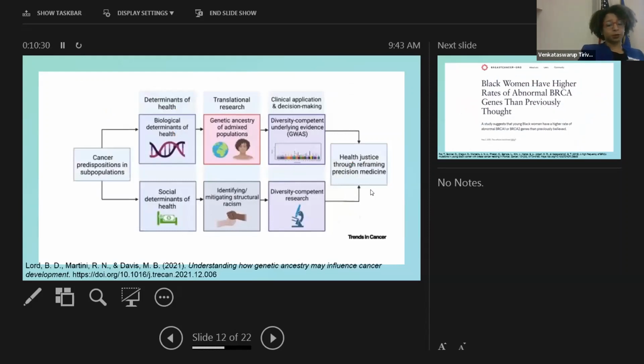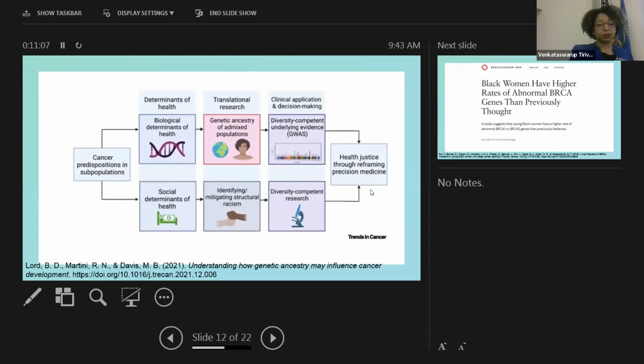And so also in this paper, Lord et al. describe a pathway in which social and biological don't have to be in tension. And actually we can consider the biological determinants of health in parallel with the social determinants of health. And I really love this figure in terms of, at the same time, thinking about translational research, for example, the genetic ancestry of admixed populations, in parallel with identifying and mitigating structural racism, to end up with the ultimate end goal of health justice through reframing precision medicine and making precision medicine a reality for everyone.